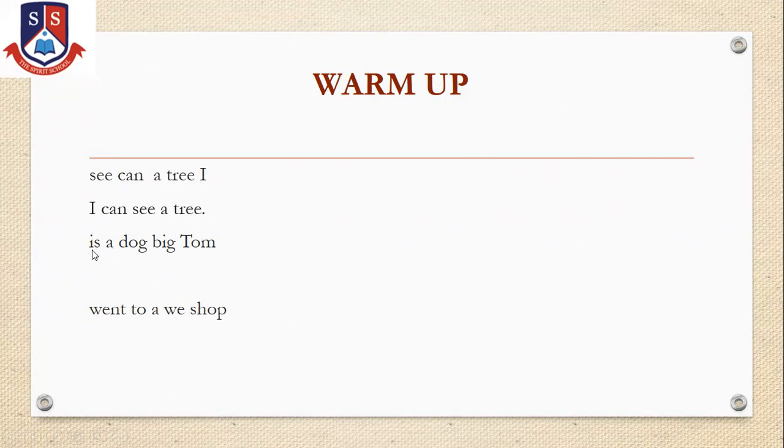Now let's have a look at the second sentence. Is a dog big, Tom? So these are the words that do not seem to be in a proper arrangement. So Tom is a big dog. Right, very nice. All right, we went to a shop is the correct order of the sentence. Went to a we and shop.